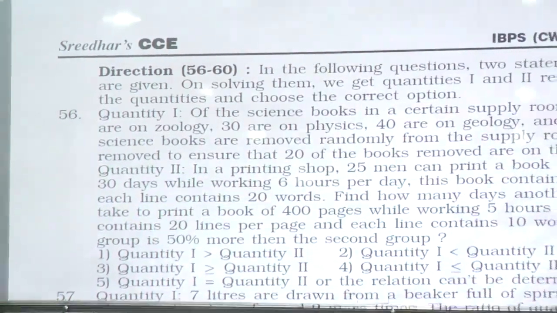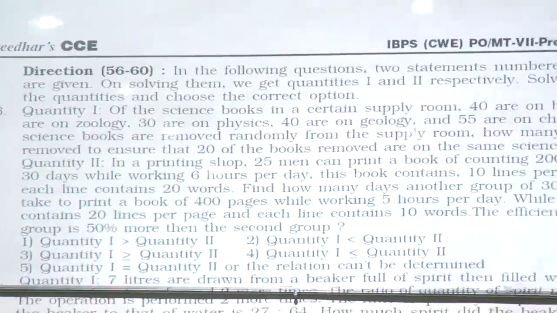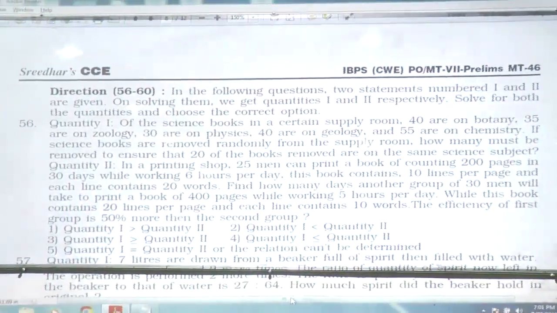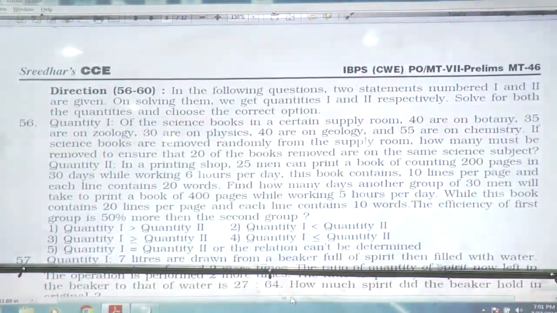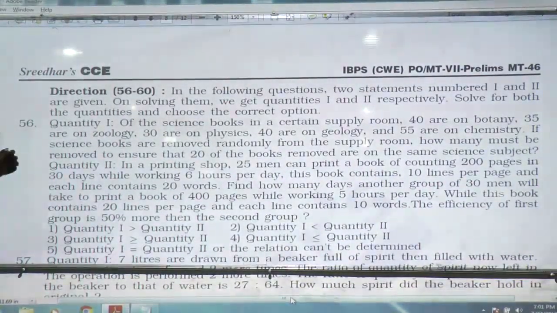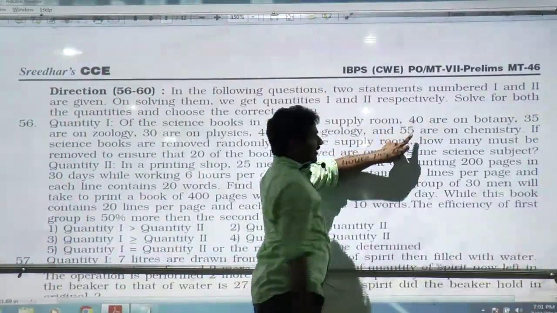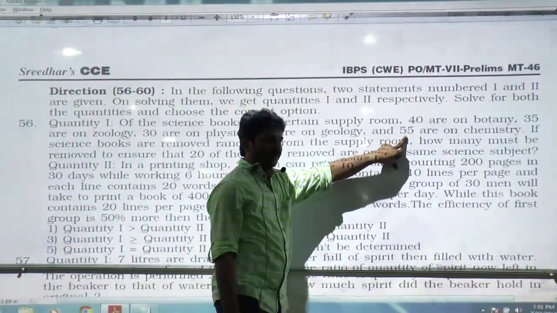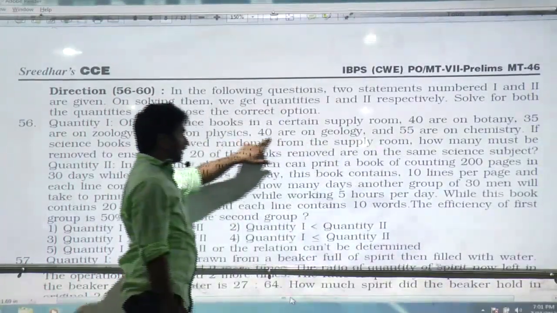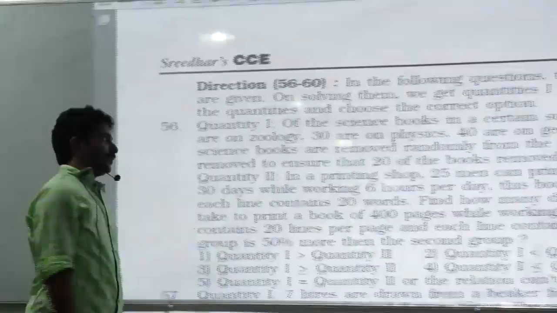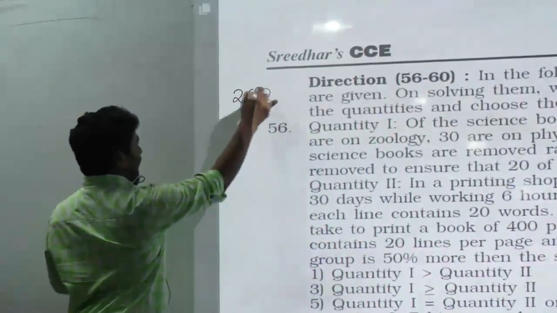Quantity 1. Of the science books in a certain supply room, 40 are botany, 35 are geology, 30 are physics, 40 are geology, 55 are chemistry. Total how many are there? 40, 35, 75 plus 55, 130, 130 plus 40, 170 plus 30, 200. So far we have 200 books.